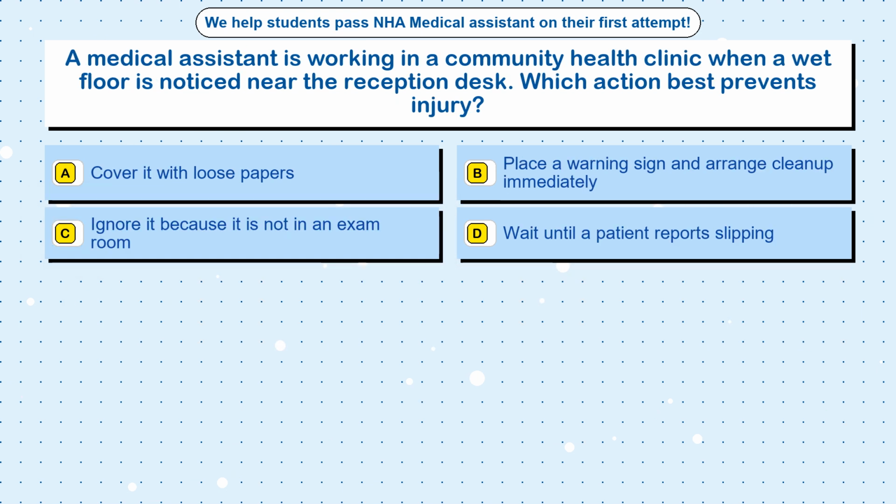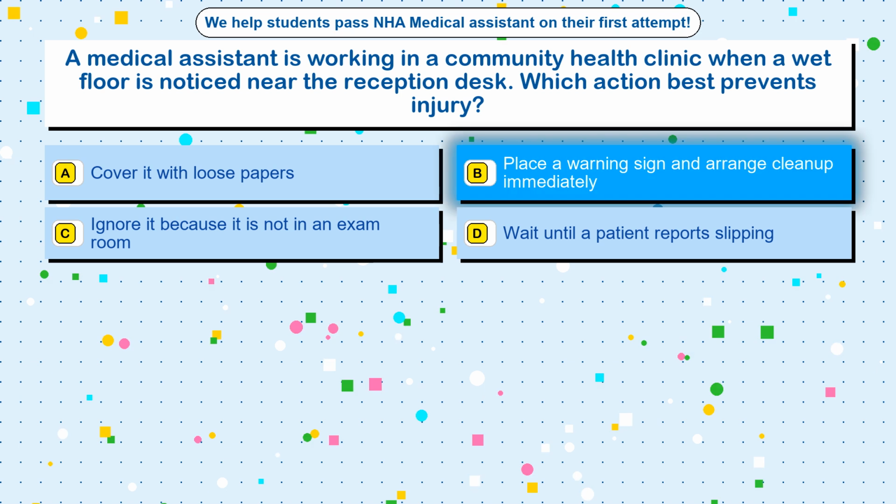Question 38. A medical assistant is working in a community health clinic when a wet floor is noticed near the reception desk. Which action best prevents injury? Option A. Cover it with loose papers. Option B. Place a warning sign and arrange cleanup immediately. Option C. Ignore it because it is not in an exam room. Option D. Wait until a patient reports slipping. The correct answer is option B.